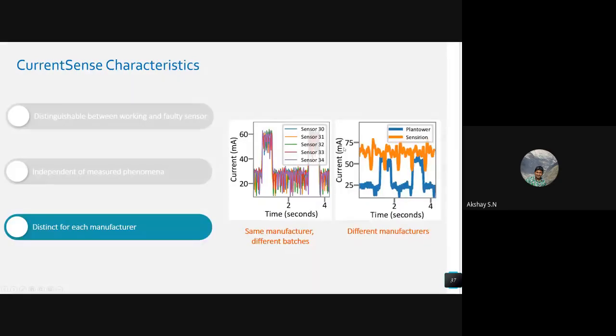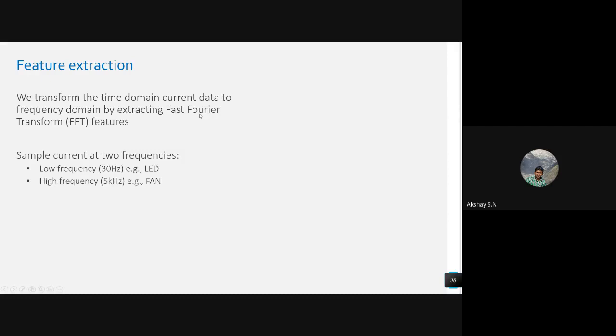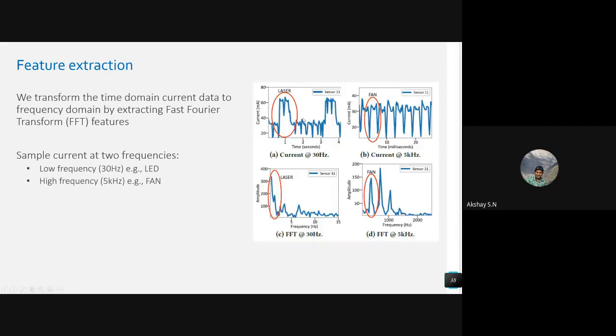So that's the current signature, right? Basically, what we told you till now is that current signatures can detect whether there is a fault or not. And now, to use these current signatures accurately, we transform the current data to FFT features. The top two graphs here show the current data, and we convert this current data to FFT features.